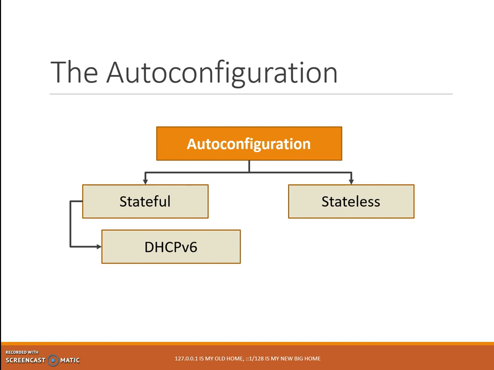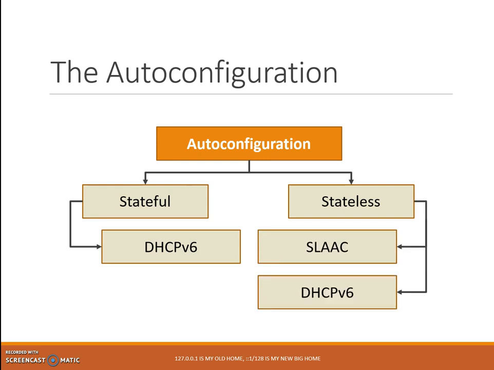While in the stateless services there are two methods, SLAAC and stateless DHCPv6 server. In the stateless service, the interface depends upon the configuration of the routers. Router messages can be configured to instruct the interface to use stateless DHCPv6 or SLAAC. As you can see, the DHCPv6 could be used as a stateful service or as a stateless service.